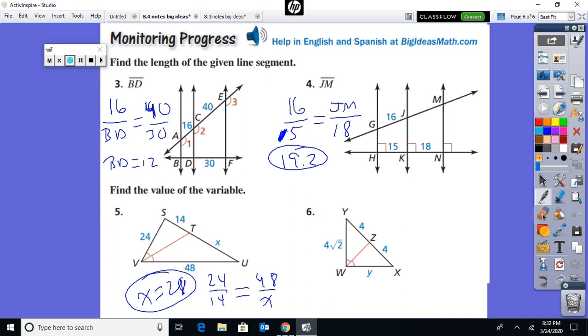Can't live with that, that's too messy. And again, that is a 28. And the last one, 4 roots of 2 is to 4 as y is to 4. And it's another one you can use your head. The denominators are the same, so the numerators will have to be the same as well. So that's 4 roots of 2 on that one.